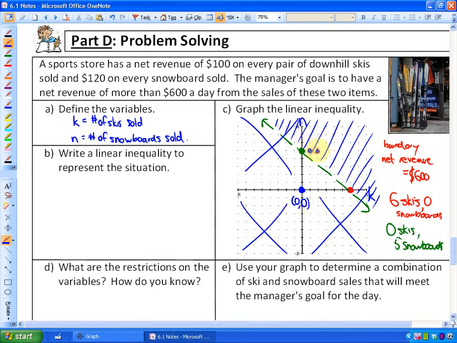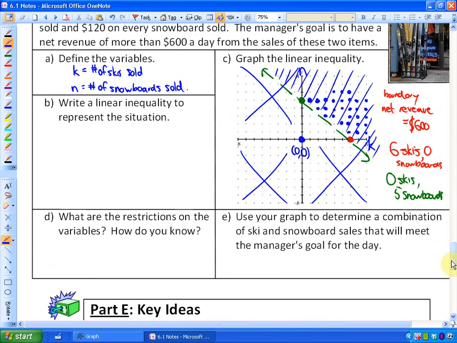So this solution region should actually be dotted on the integers. So these are all the combinations and I'll show you an example of that in a second, these are all of the combinations that can meet the manager's goals of having more than $600 revenue. So here's an example. I'll look at part E here. So hopefully that kind of helps you out with understanding the big idea here.